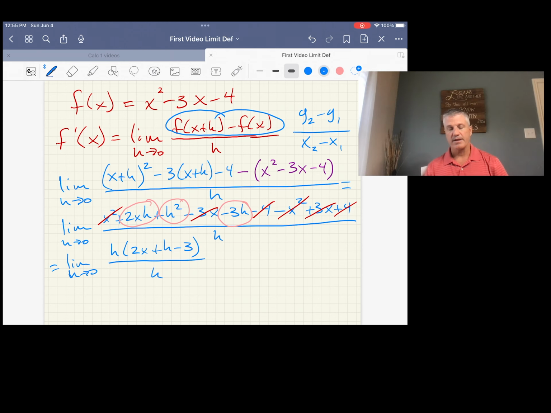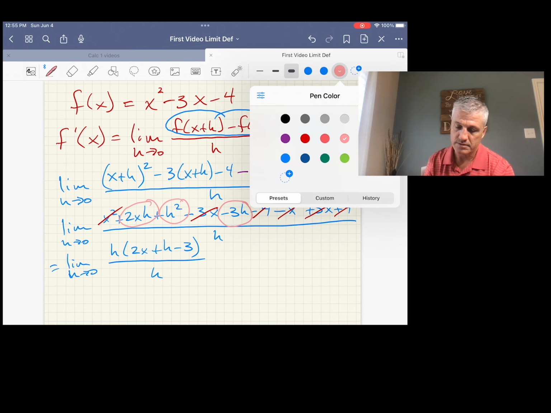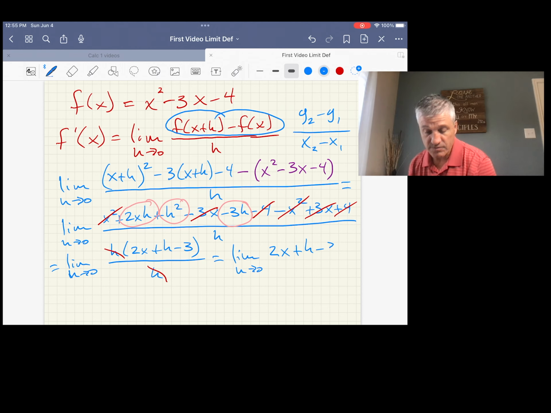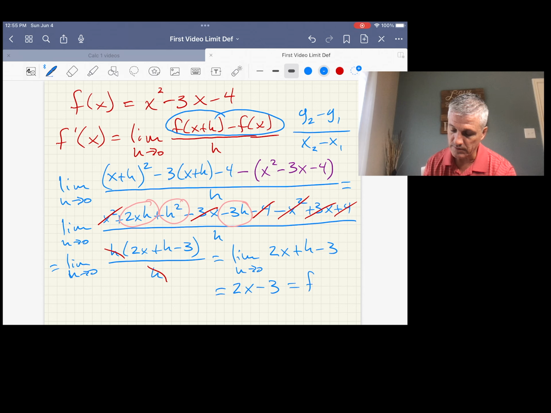And this is where the important step really comes in, because now these h's will cancel out right here. That cancels with that. And so what I wind up with is the limit as h goes to 0 of 2x plus h minus 3. Now, this function is continuous at h equals 0, so I can just plug h equals 0 in, and when I do that, I get 2x minus 3, and we're claiming that this is the derivative function.